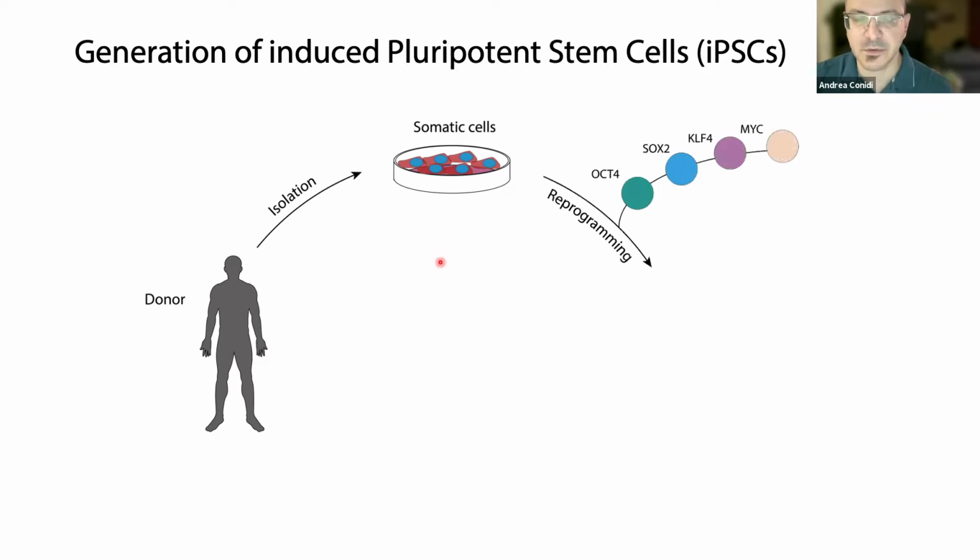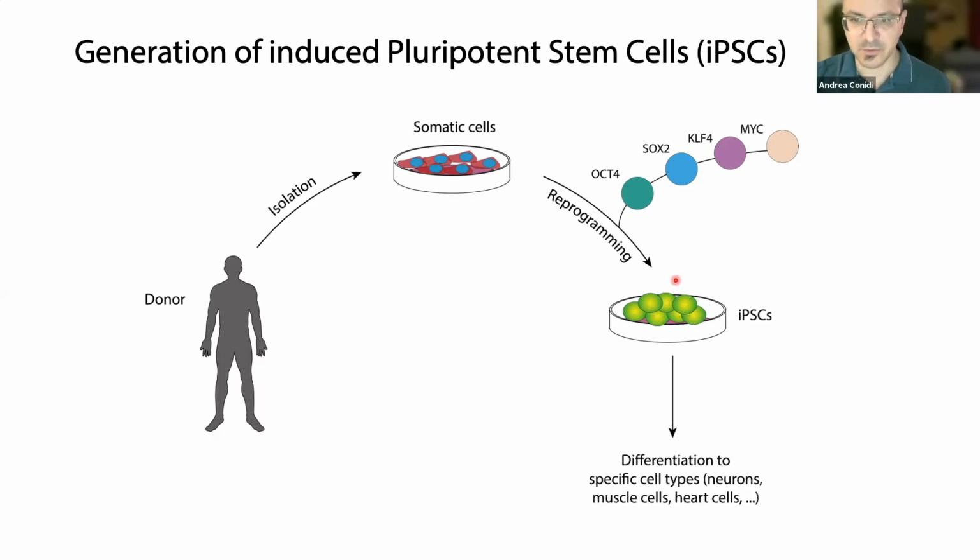And afterwards, we can insert these 4 transcription factors, so 4 proteins, OCT4, SOX2, KLF4, and MYC, that are called Yamanaka factors. And they will be reprogramming the somatic cells to a different state that we call induced pluripotent stem cells. Pluripotent because they can become whatever we want later on. So we can differentiate to different cell types, neurons, muscles, heart cells, whatever we want in vitro.